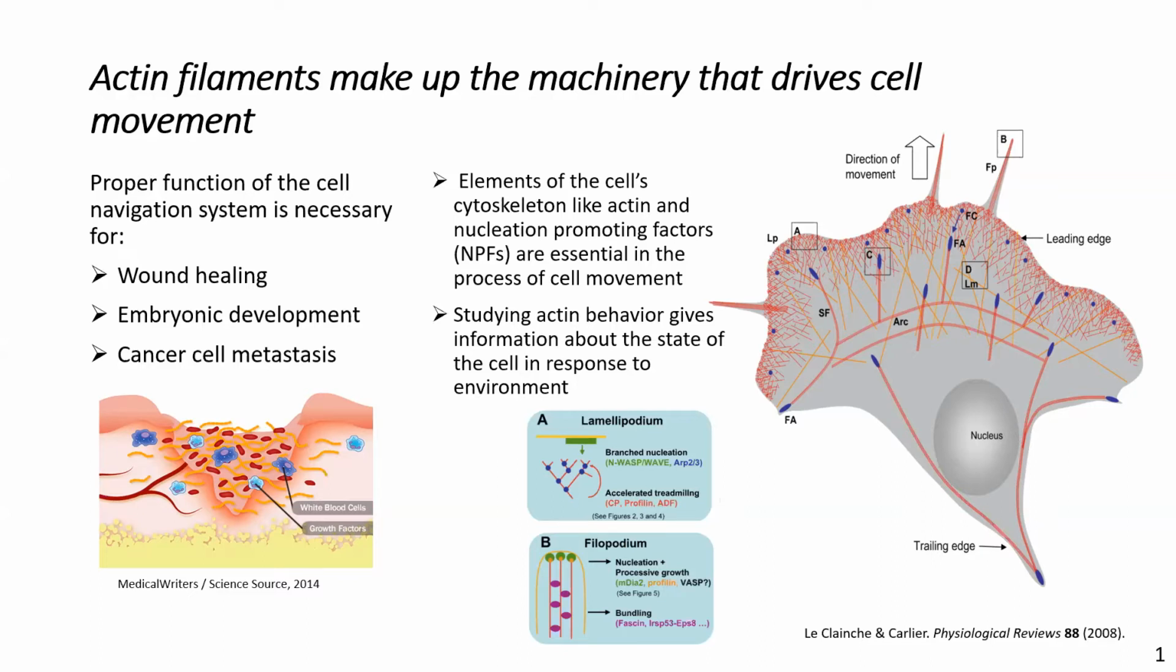Another word that you'll hear me use is nucleation promoting factor. This is a really general term. It can take the form of different elements in the cell, some of which are NWASP or ARP23, but these just encourage polymerization to happen in actin. Studying actin really gives you a good idea of how the cell is responding to its environment and shows you a lot about its movement.